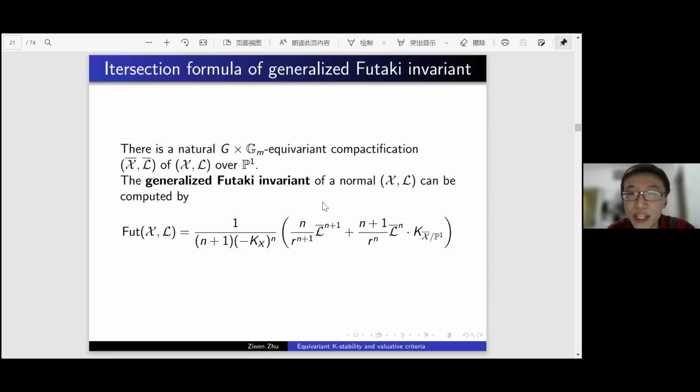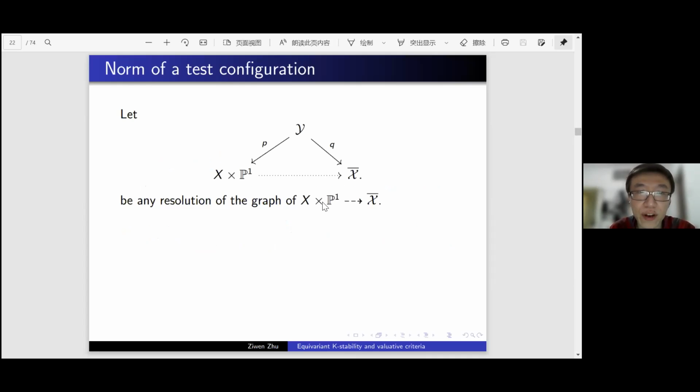And the formula is a little bit technical, but this generalized Futaki invariant is the invariant we want to use, and the positivity of which is going to give us K-stability of the Q-Fano variety we consider. Okay, so this is the intersection number, which computes the Futaki invariant.